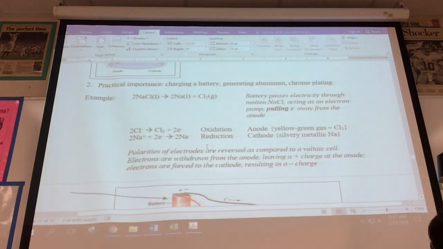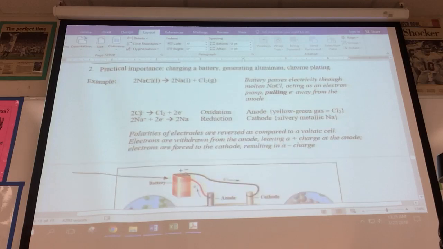One application you can see here is with your molten sodium chloride. You can decompose that to sodium metal and chlorine gas. So the battery will pass electricity through the molten sodium chloride. Here are your two oxidation and reduction half reactions here.